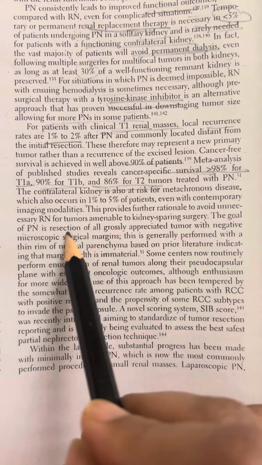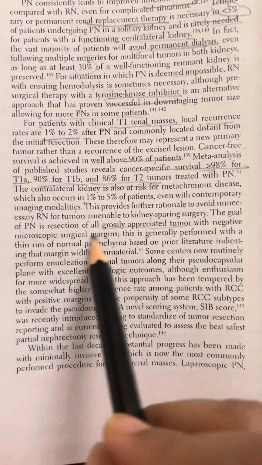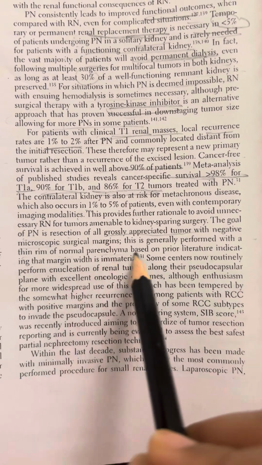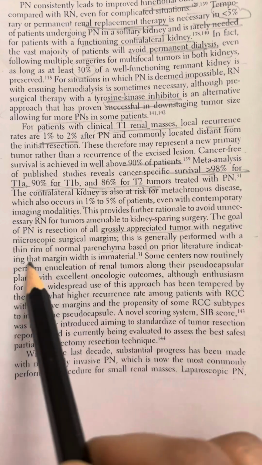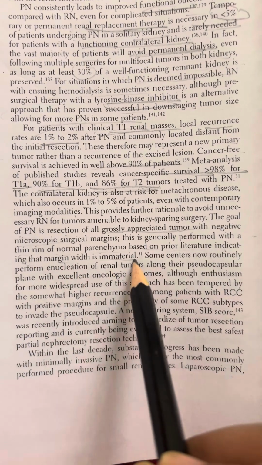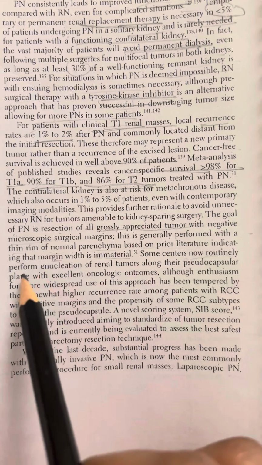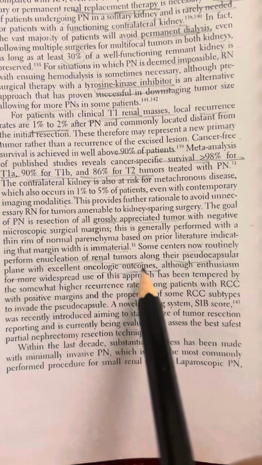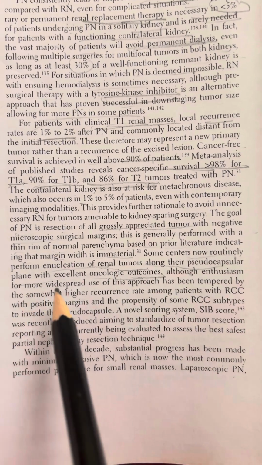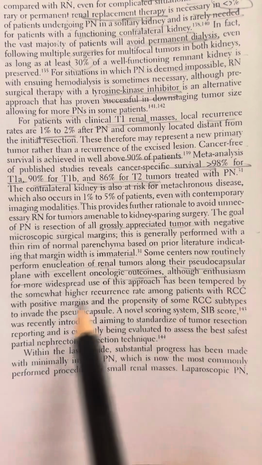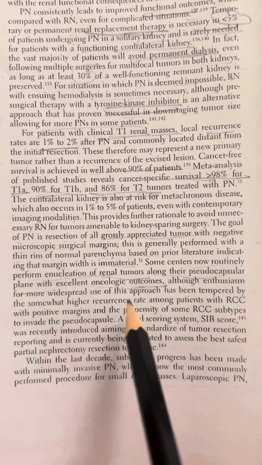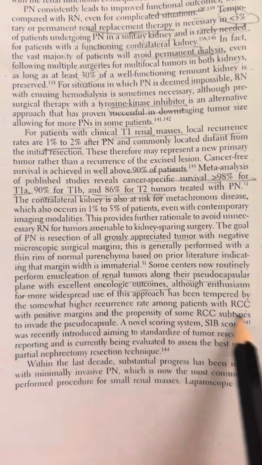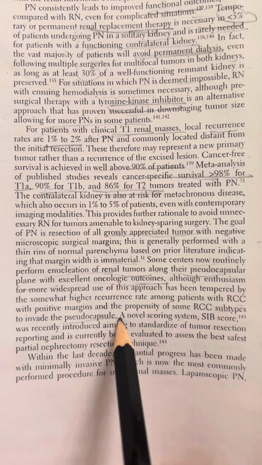The goal of partial nephrectomy is resection of the grossly appreciated tumor with negative microscopic surgical margin. This is generally performed with a thin trim of normal parenchyma based on prior literature indicating that margin width is immaterial. Some centers now routinely perform enucleation of the renal tumor along the pseudocapsular plane with excellent oncological outcome, although enthusiasm for more widespread use of this approach has been tempered by the somewhat higher recurrence rate among patients with RCC with positive margin and the propensity of some RCC subtypes to invade the pseudocapsule.